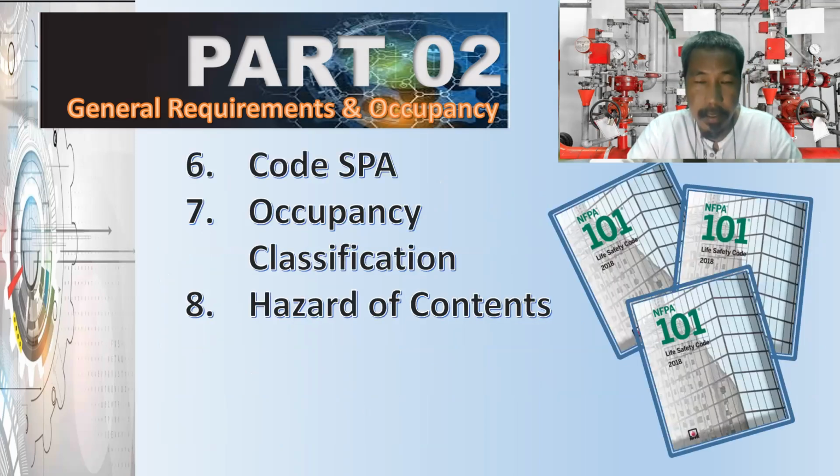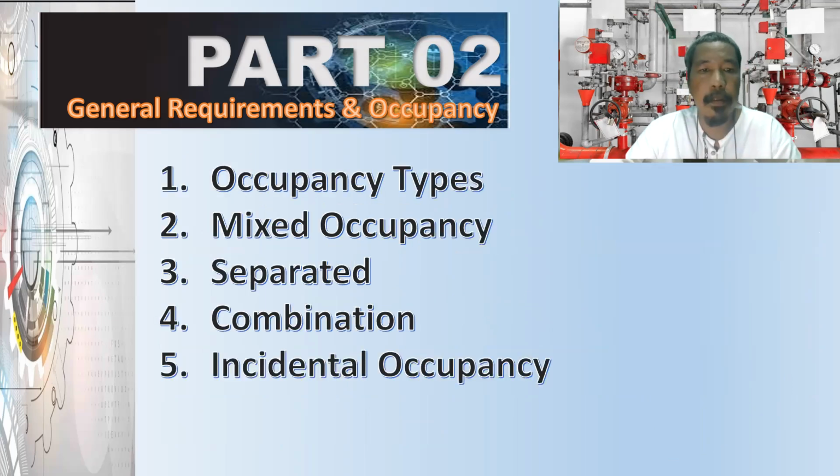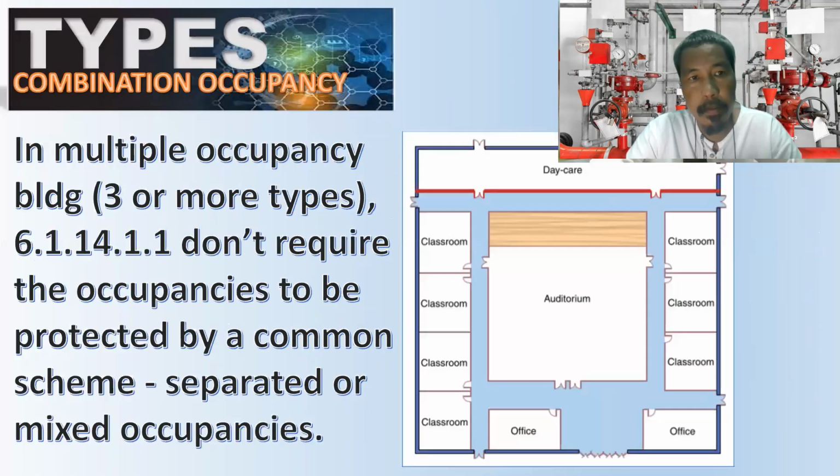We are currently again on module 7, occupancy classification, wherein there are 5 subtopics, and in this particular module we are now going to the combination occupancy. What is a combination occupancy? In a multiple occupancy building, 3 or more types.